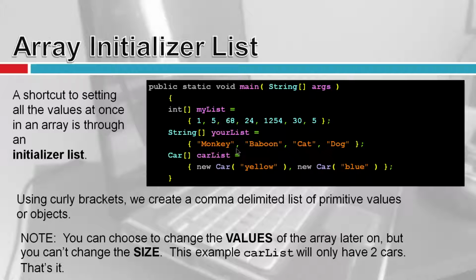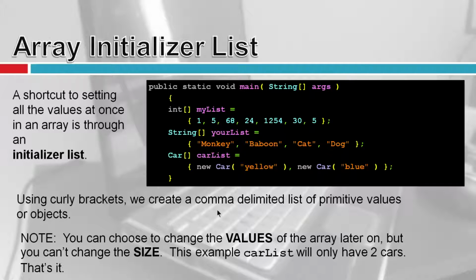I can do the same thing for objects. So here you can see I've created an array of 4 strings. And here I've created an array of 2 cars. So here you notice I'm creating a new car, a new yellow car, and a new blue car.